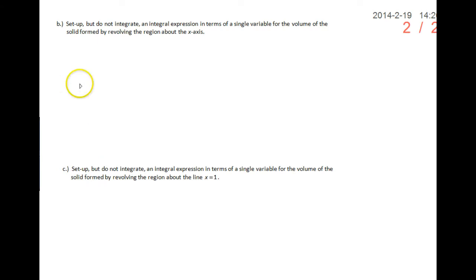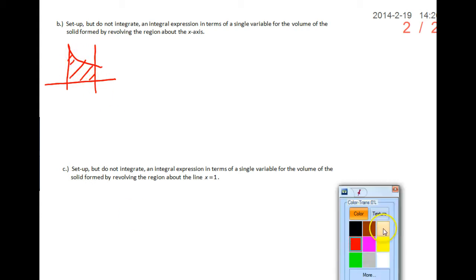So now in part B, it says set up but do not integrate an integral expression in terms of a single variable for the volume of the solid formed by revolving the region around the x-axis. All right, so I'm going to redraw the picture here, but you still have it. So now I have this region, and now we would like to revolve it around the x-axis.